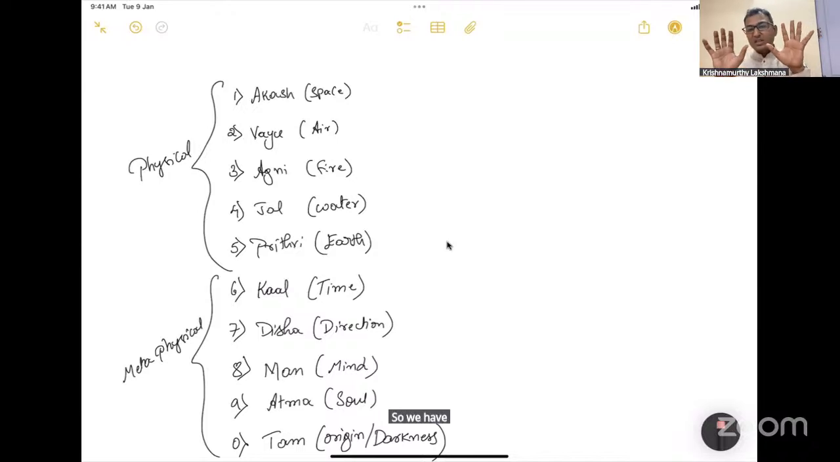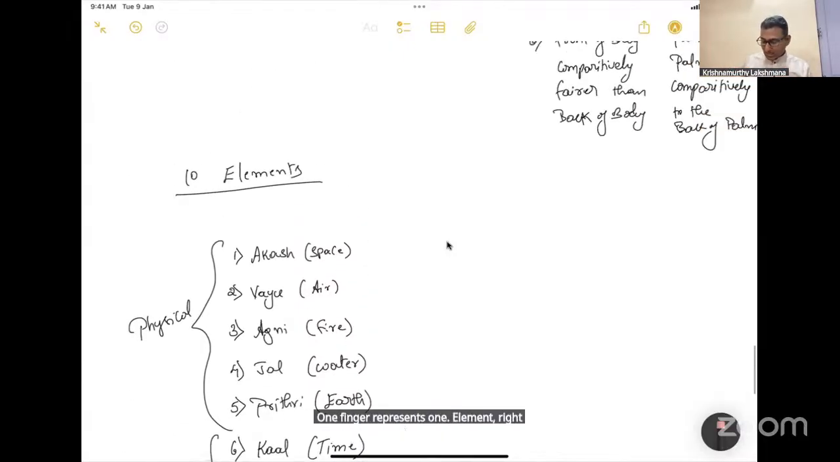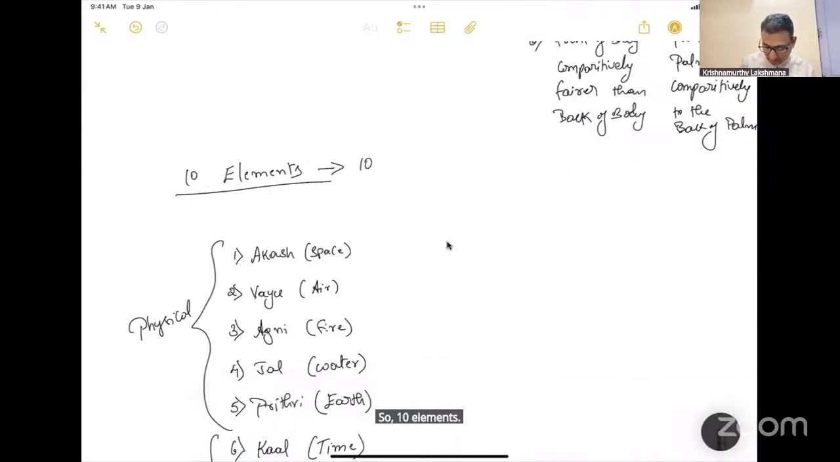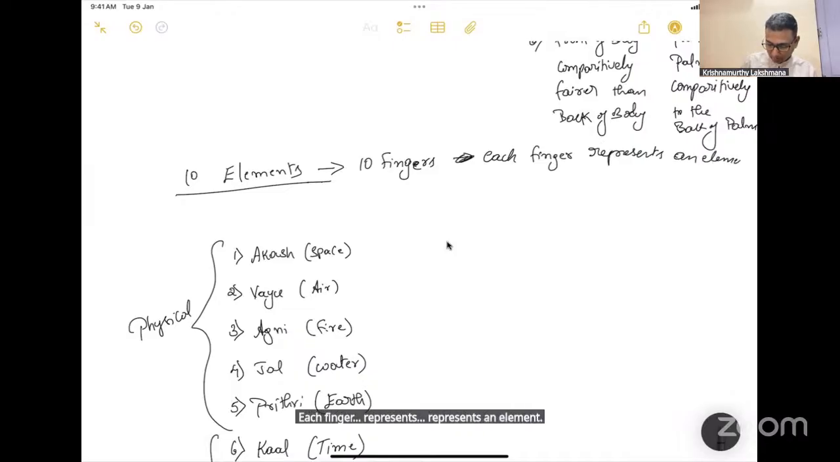So we have 10 fingers, and each finger represents an element out of the 10 elements. One finger represents one element, right? 10 elements, 10 fingers. So one finger per element. Each finger represents an element. Okay.